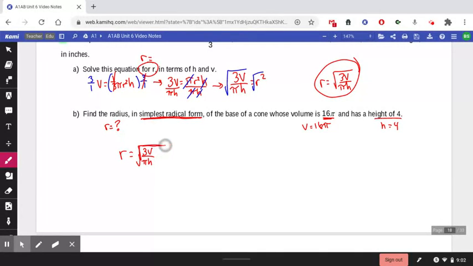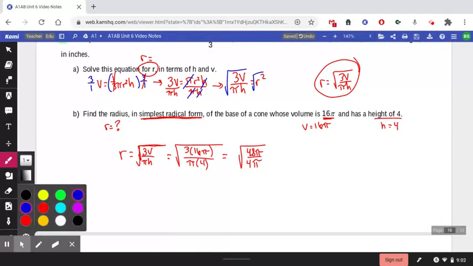The whole thing's underneath the square root, right? And we're going to plug in those values. So this is 3 times 16 pi divided by pi times 4, right? Plugging in those V and H values. So this will give us, if we simplify 3 times 16, 48 pi over 4 pi. And what's going to happen is the pi's will cancel since we just have multiplication. 48 divided by 4, this is going to give us the square root of 12.